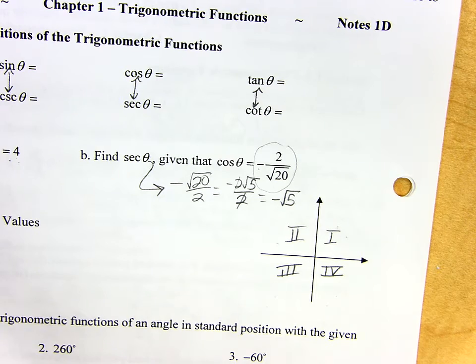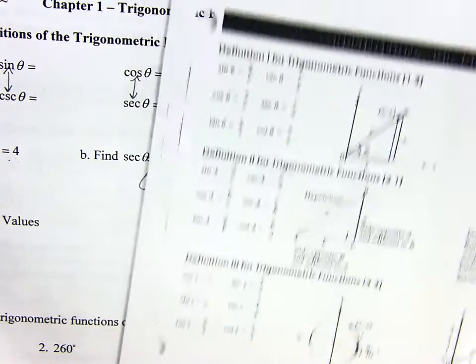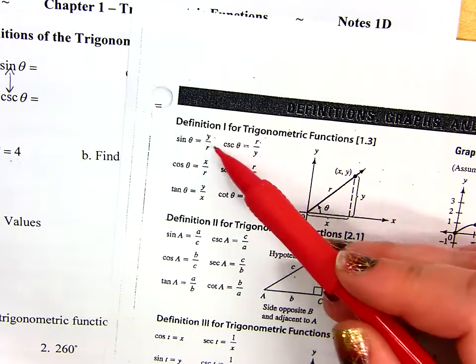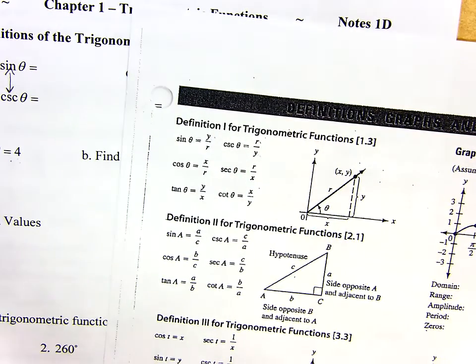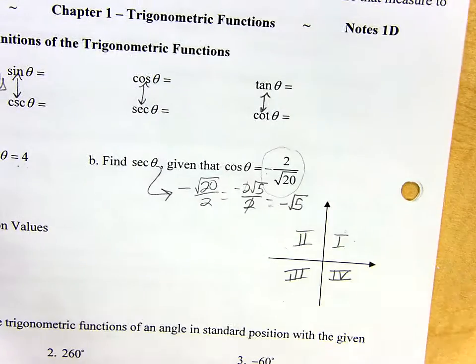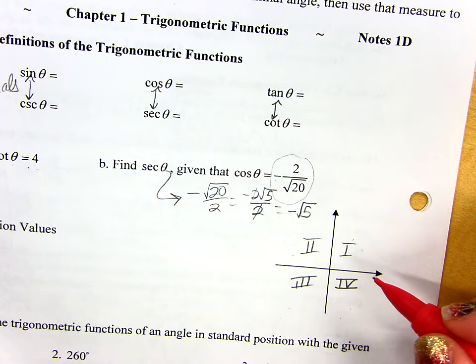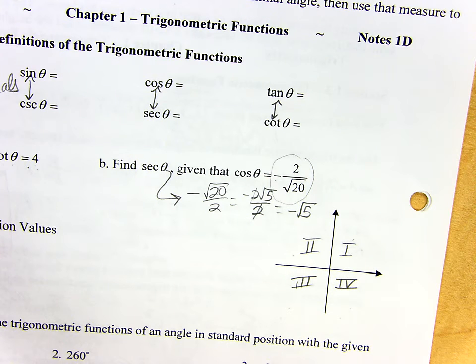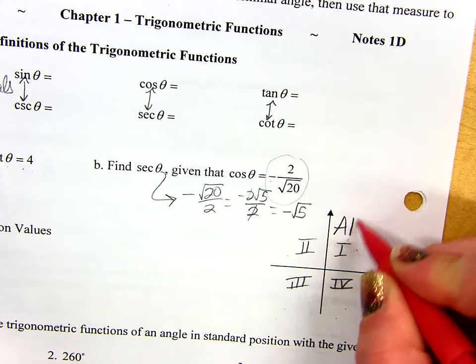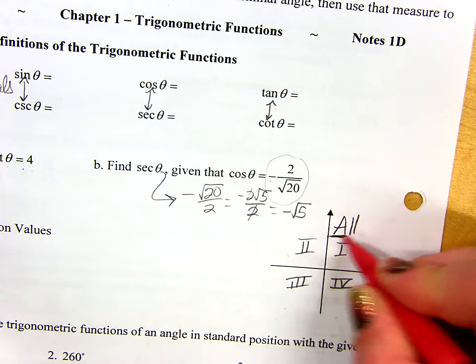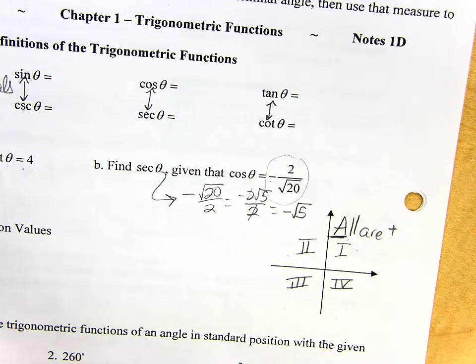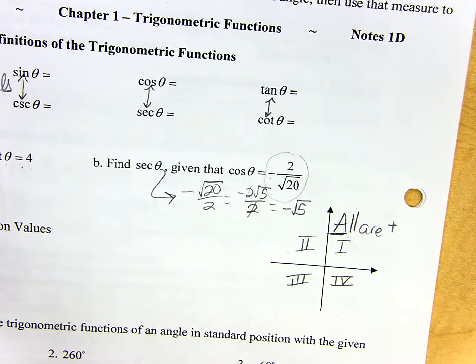Why? Because if you look at what you're doing to find all of these, you're doing x, y, and r's all kind of divided by each other. Well, if I have a triangle over here, isn't x, y, and r all positive? So it doesn't matter who I'm dividing by what. I'm dealing with positives every which way. So all are positive in the first quadrant. So all of the 6 trig functions are positive in the first quadrant.